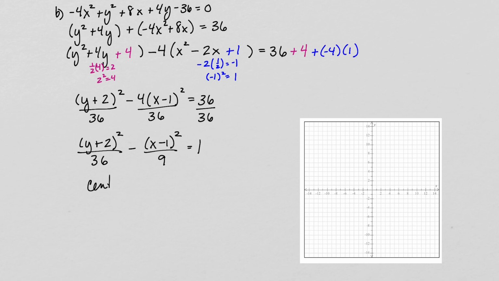So again, my center is going to be at 1 comma negative 2. So if we go to 1, negative 2, and then in the y direction, I'm going to go 6. So 1, 2, 3, 4, 5, 6. In the x direction, we're going to go 3. 1, 2, 3. And so if we think about making this box, and then we're putting the asymptotes through this.